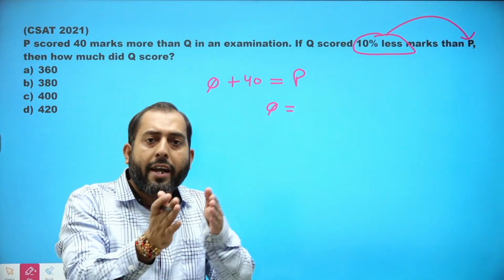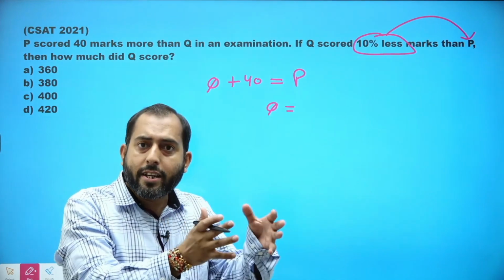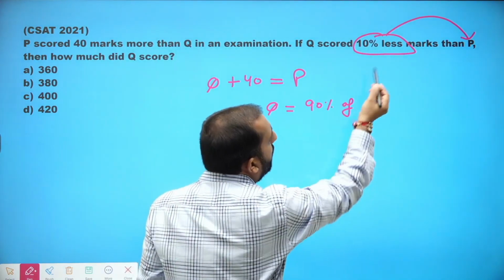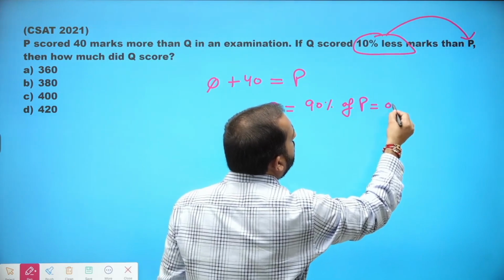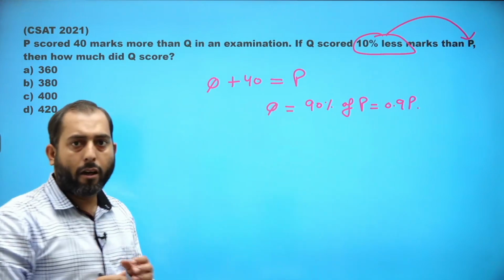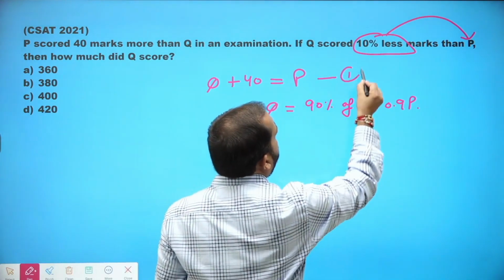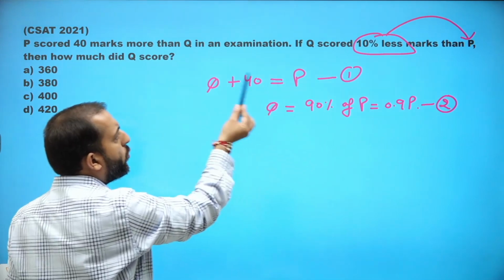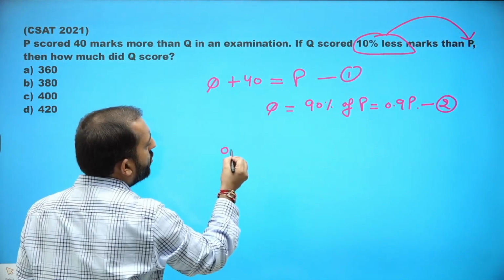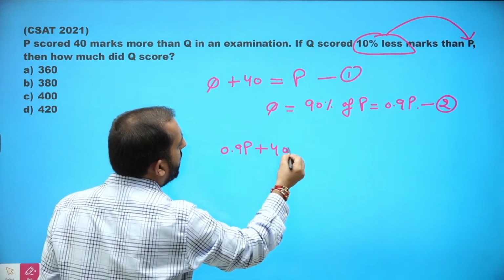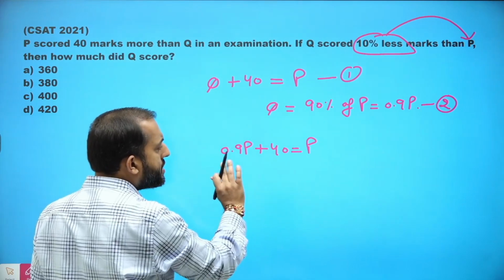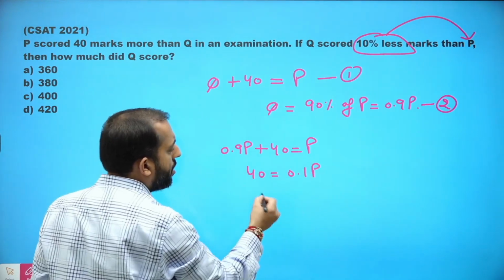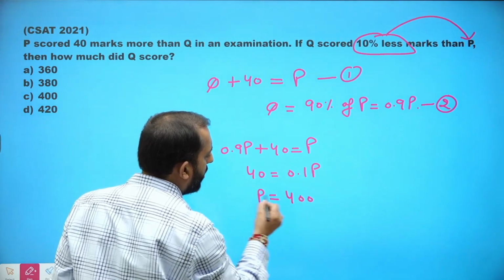10% less. So 100 minus 10%. 100 minus 10 is 90. So score of Q should be 90% of P, which is equal to 0.9 P. Right? Now, this is your equation 1. This is your equation 2. Put value of Q from equation 2 in 1. So, Q is 0.9 P plus 40 equal to P. Keeping P on one side and 40 on the other side, so it becomes 40 is equal to 0.1 P. So P from here comes out to be equal to 400.